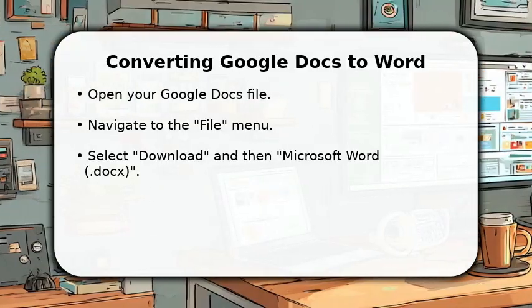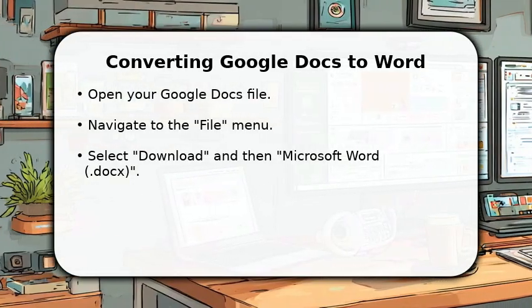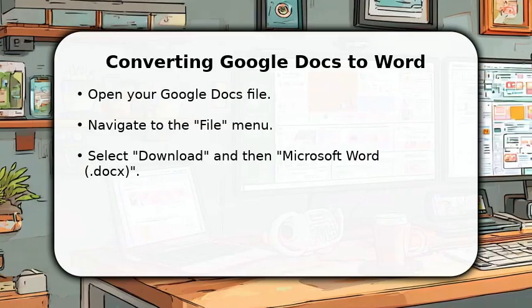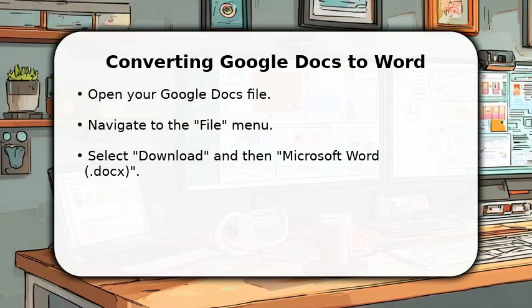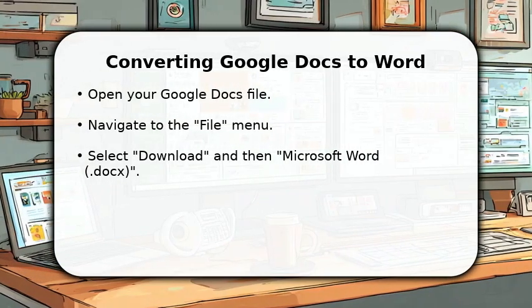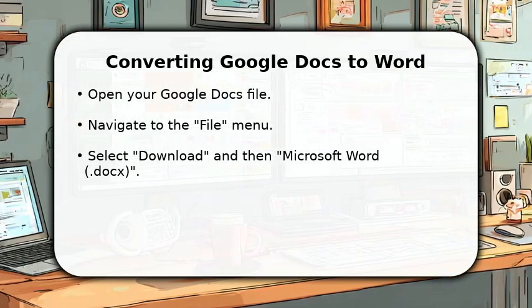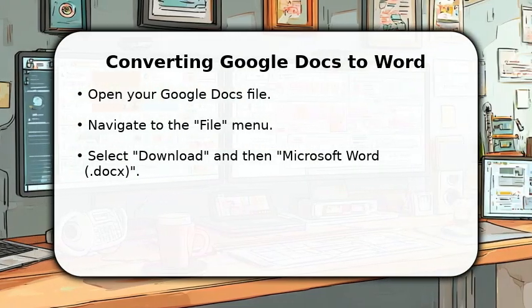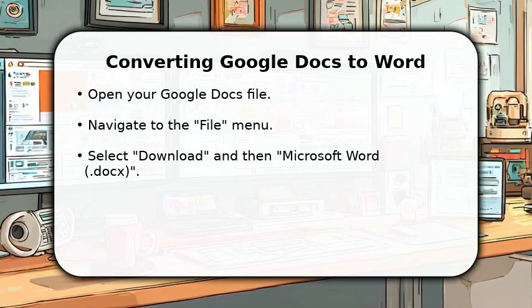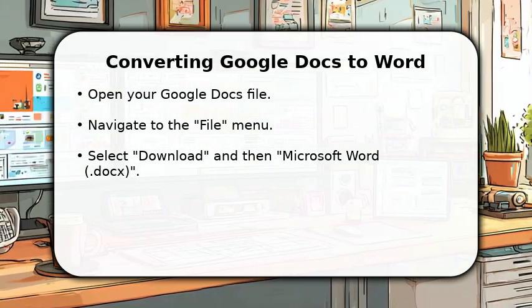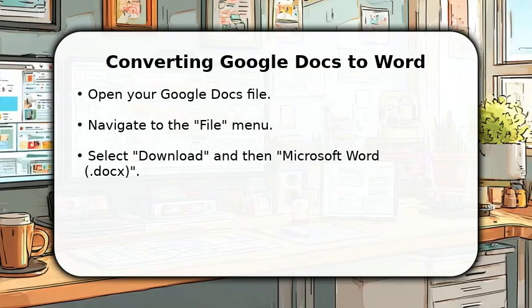In this video, I will explain how to convert Google Docs to Word. First, open your Google Docs file in your web browser. Next, locate the File menu at the top left of your screen. From the drop-down options, hover over Download and then select Microsoft Word, DocX. Your document will then automatically download to your computer, ready for use in Microsoft Word.